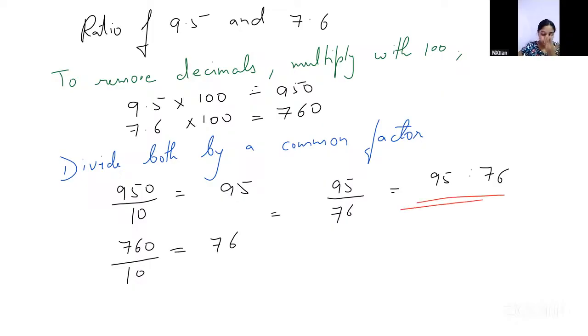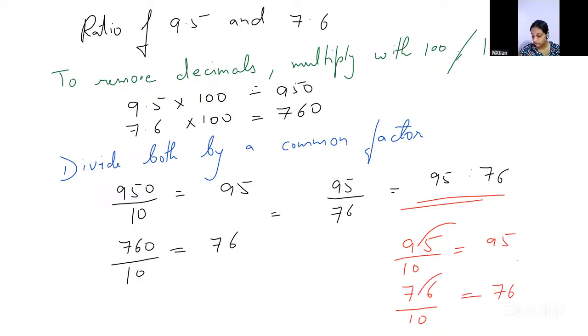Another thing that you can do is you can divide by 100 or by 10. If you divide it by 10, the point will be removed like this. Okay. I'm showing it to you here in red. 9.5 by 10, remove the point and becomes 95. And 7.6 by 10, you can also do it with 10 also, 76. You can do directly 95 by 76, equals 95 is to 76. Your answer. Okay. Hope it is clear now.